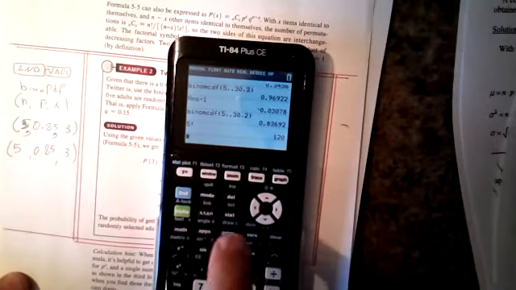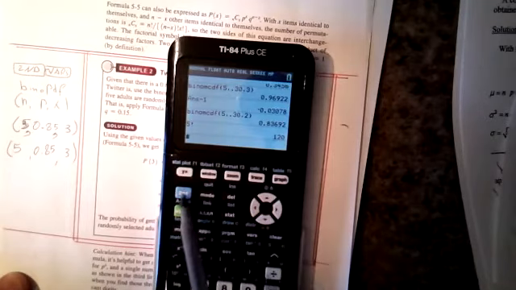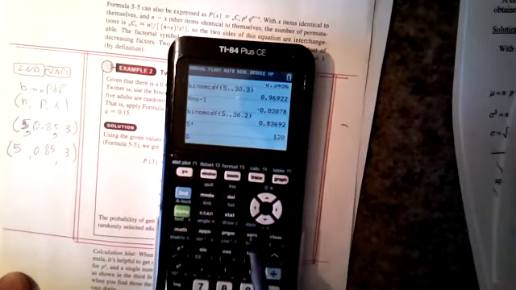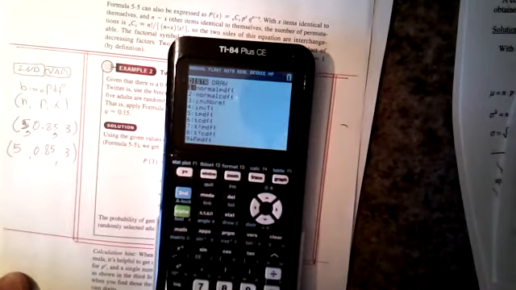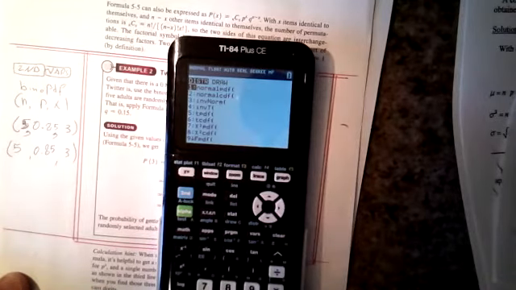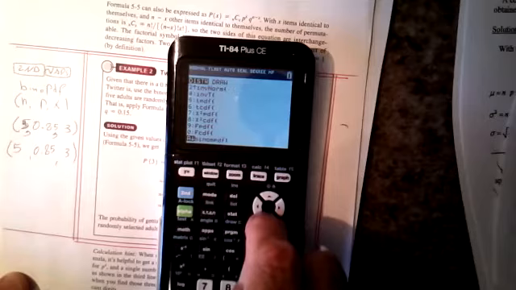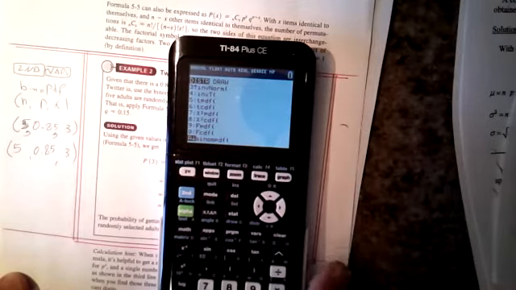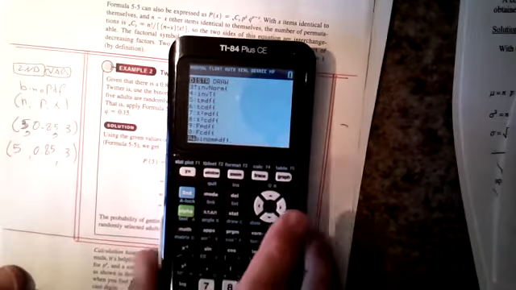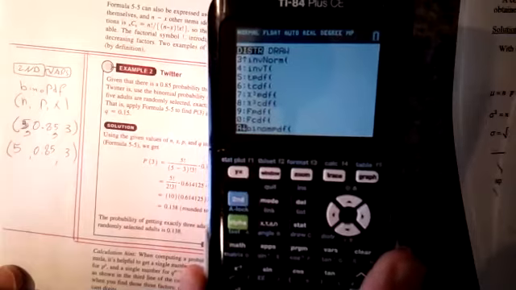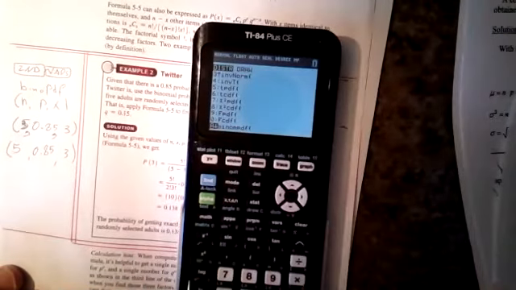Second, you see the blue ones. And then verse here. Then binomial PDF, so scroll down all the way to find that. Binomial PDF is A. Enter.